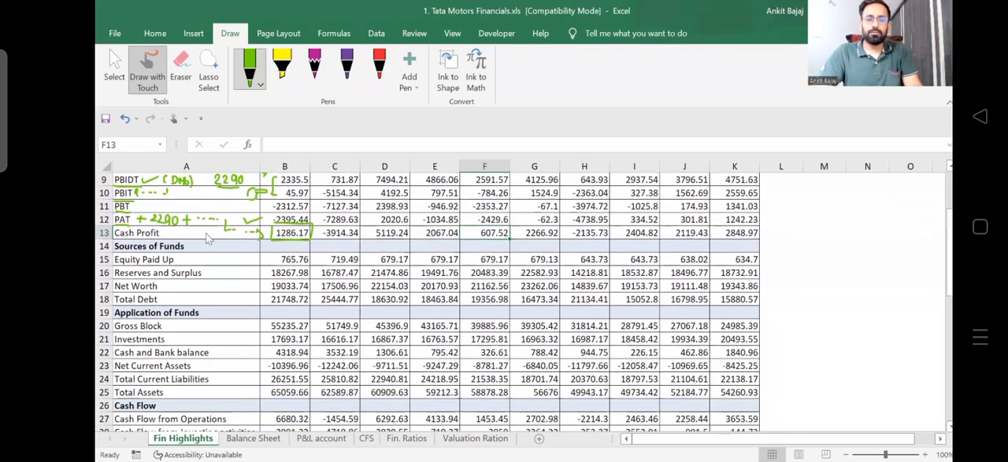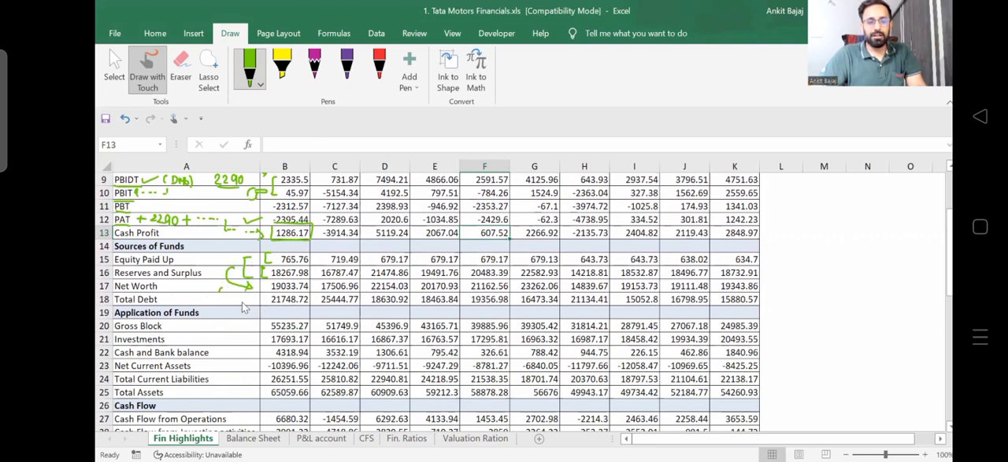Cash profits are also important, but PAT is much more important for analysis, right? Further, if you see, sources of finance are given here. Equity paid up capital is 765 crore. Reserve and surplus of the company is 18,267 crore. The company has good reserves with them, and that is the reason they are able to fight the losses. So that is the reason Tata Motors is able to survive. Net worth of the company is the total of equity paid up and reserves.